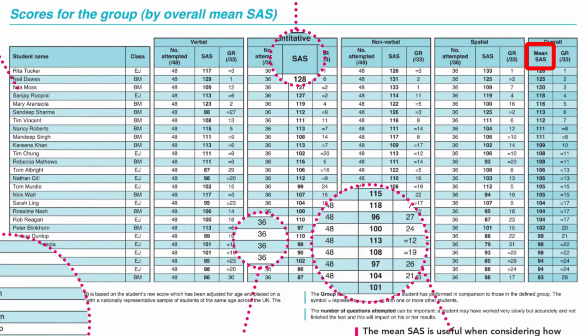Data should be seen as benchmarking and the context of school and individual issues taken into account. If you list students by mean standard age score, then the group rank will be in descending order. If a score seems unexpectedly low, check that the student attempted all the questions. The mean standard age score is useful when considering how a student has performed across the range of abilities, all of which contribute to learning. However, a mean score may mask high or low scores in parts of CAT4.